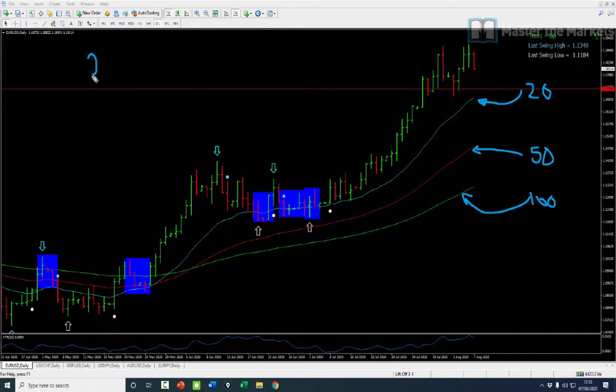A 20 moving average on a daily chart basically means we've got the average of 20 days. 20 days is the equivalent of 4 weeks, because there are 5 trading days in a week. And 4 weeks is roughly speaking 1 month. So this moving average is giving you a month's worth of average price data at a glance.